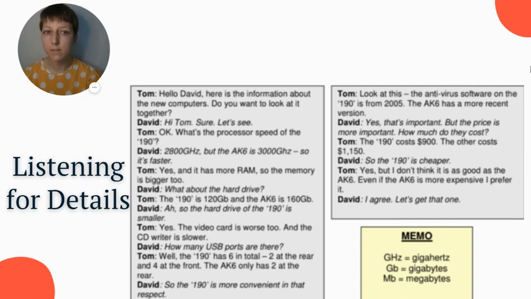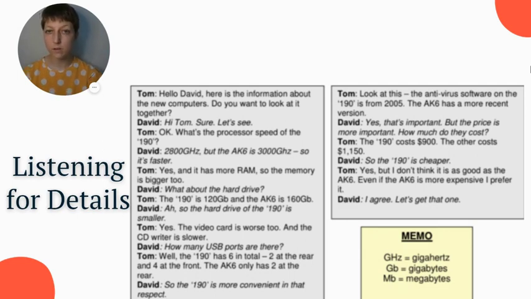David: Yes, that's important, but the price is more important. How much do they cost? Tom: The 190 costs $900. The other costs $1,150. David: So the 190 is cheaper. Tom: Yes, but I don't think it is as good as the AK6. Even if the AK6 is more expensive, I prefer it. David: I agree. Let's get that one.